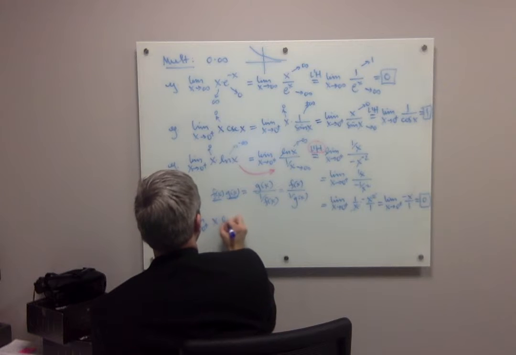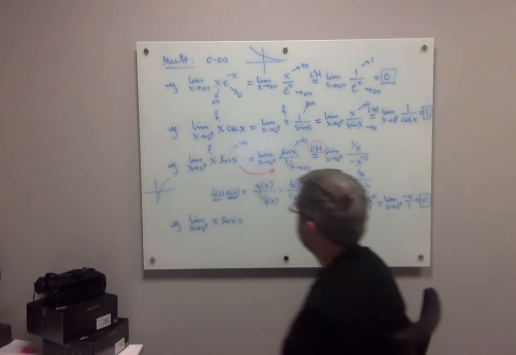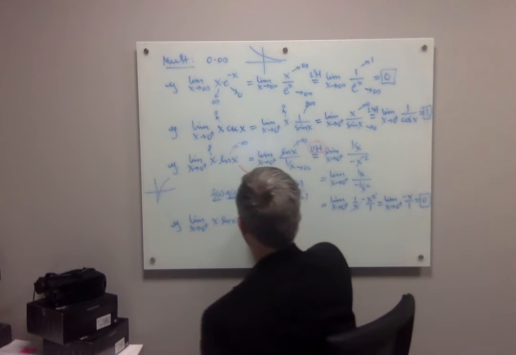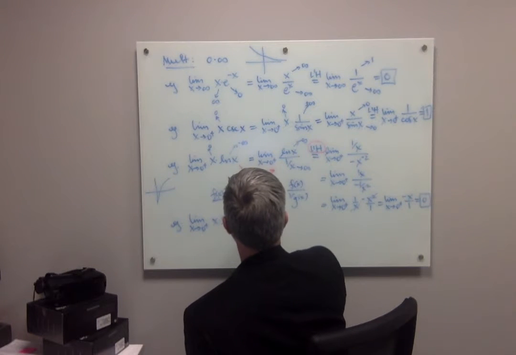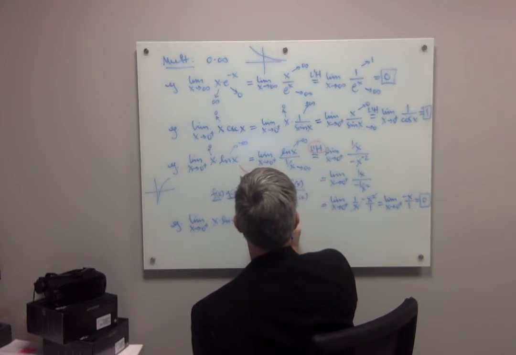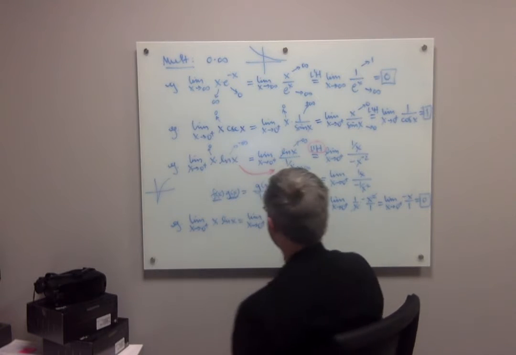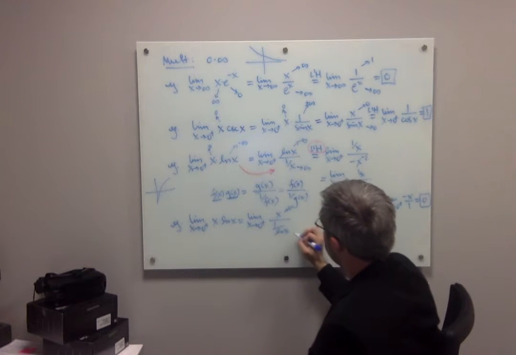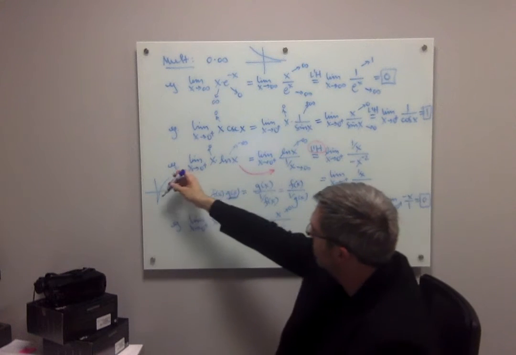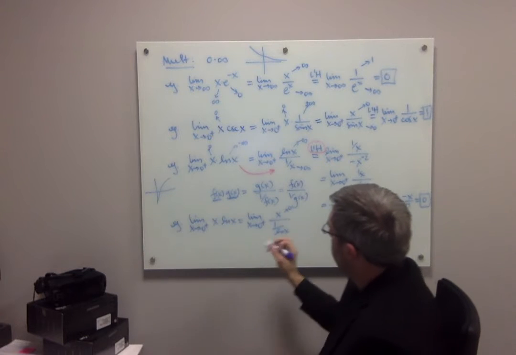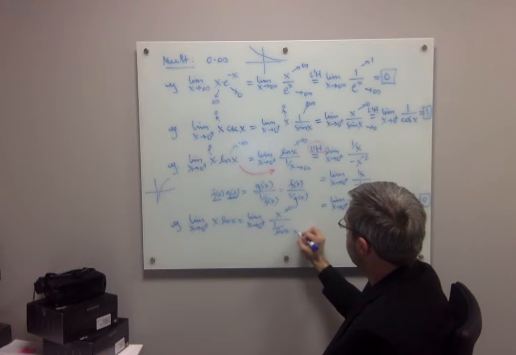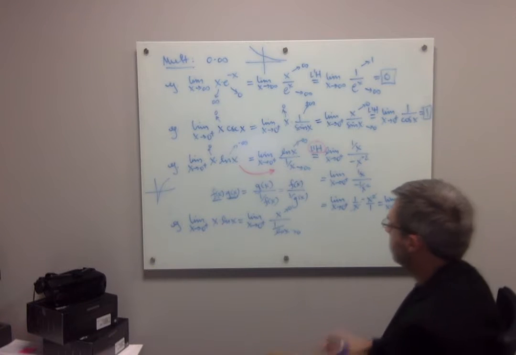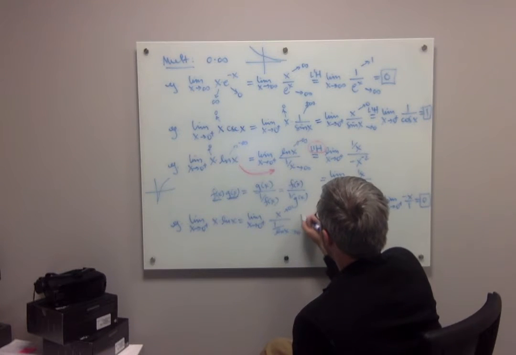So x times the natural log of x. But what I'm going to do is put the natural log on the bottom. So I'm going to leave the x on the top, and I'm going to make it 1 over the natural log of x on the bottom. So now the top is going to 0. Natural log is becoming infinite when x goes to 0. 1 over a huge number is a really small number. So the top and the bottom here are both going to 0 now, so I can do L'Hopital's rule.